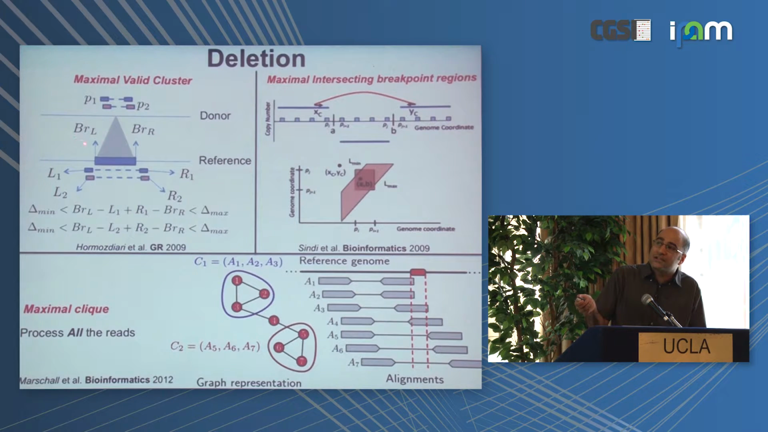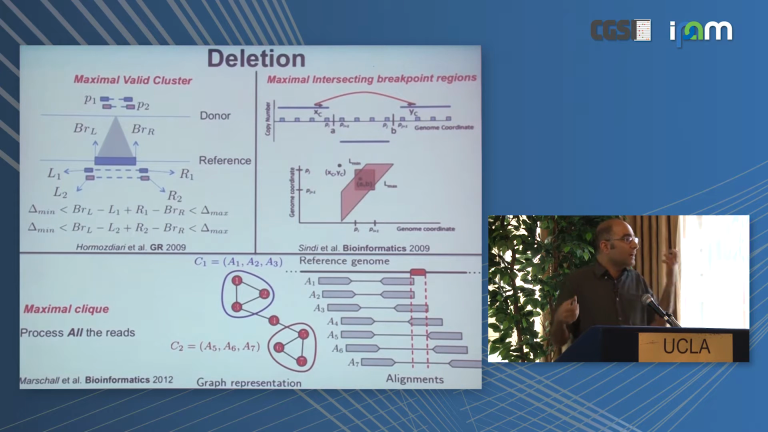Very similar to here, this breakpoint between breakpoint and breakpoint right, you needed to find a breakpoint that supports this logical rule. Another way to look at it is using a graph. That's what was done in Marshall et al. You can consider every read that you have as a node in this graph, and if they are supporting the same structural variation, you can have an edge here, and now try to find the maximal cliques. So you find a maximal valid cluster, or maximal intersection breakpoint, or maximal clique. The idea is to find a maximal set of reads that are supporting a particular variation. So this was the case of deletion.